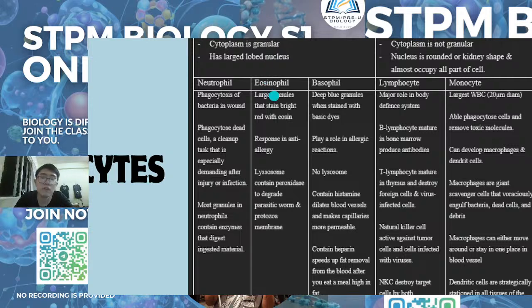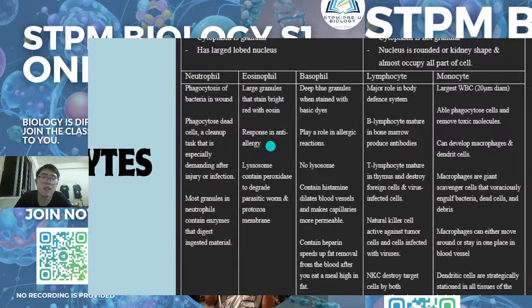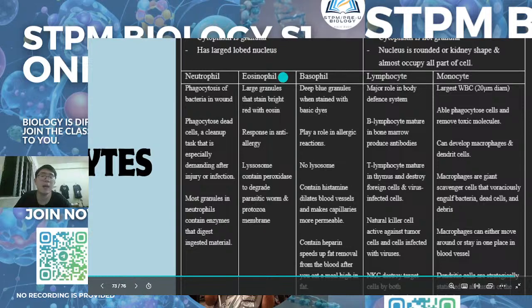Eosinophil normally responds in allergic reactions. It also contains lysosomes to degrade parasitic worms, protozoa, and protozoa membranes. So normally it is in allergic reactions, and also if we have parasitic worms or protozoa infecting our body, this white blood cell can play the role to protect us.